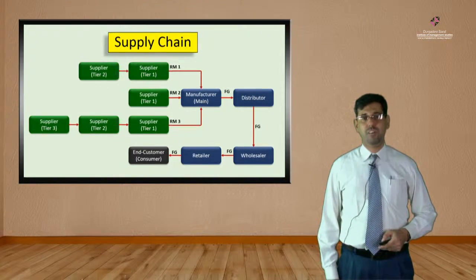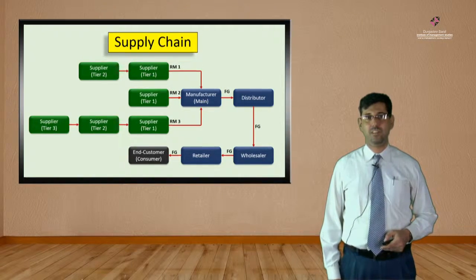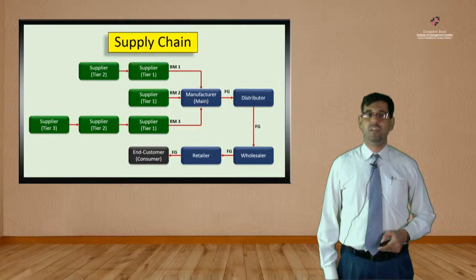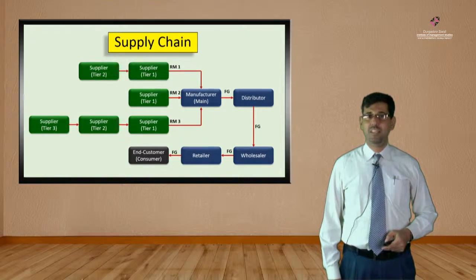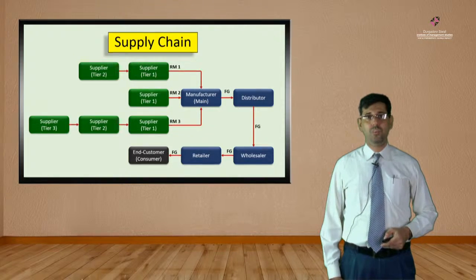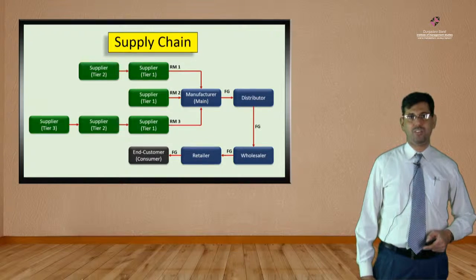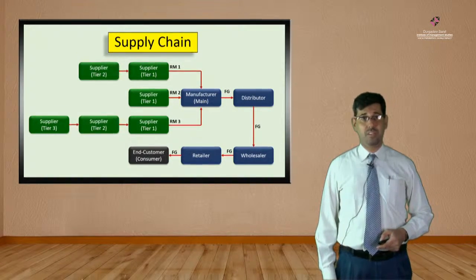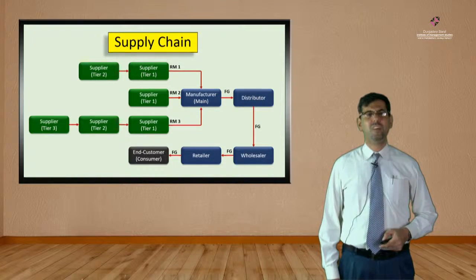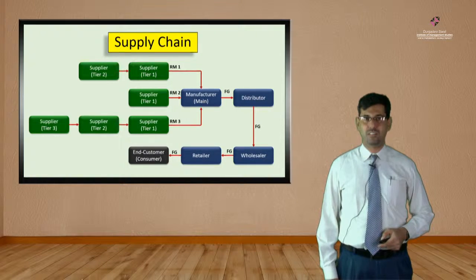Thus, for the car manufacturer, the tire manufacturer is the supplier. For the tire manufacturer, the latex trader is the supplier. For the latex trader, the plantation owner is the supplier. So from the point of view of the car manufacturer, the plantation owner would be supplier, supplier, supplier. But that sounds very unprofessional. So we use the term tier.